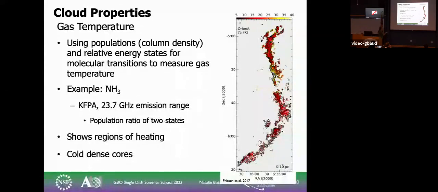The example that Rachel has here is from KFPA. This is a GBT image looking at ammonia, and she's doing the populations of two states. What you can see here is your temperatures across the top. It will show you regions that are particularly warm, or potentially some of the colder, denser cloud cores, or potentially heating, maybe from feedback. So you can get a lot of information out of your structure to know what could be going on with your cloud to cause those different types of hot or cold cloud clumps.